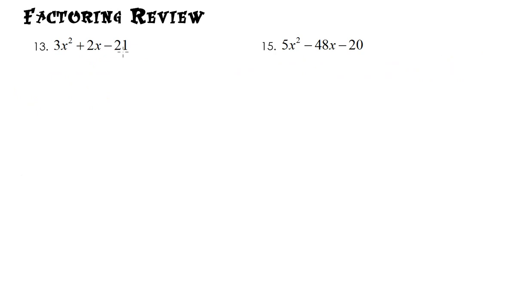Number 13. Now our leading coefficient here is not 1, so now we've got to try some different stuff. What we're going to do is multiply the first by the last, and I ignore the negative. Some people like to multiply with the negative, I just ignore it. So I'm going to go 3 times 21, which is going to give me 63. So I want to come up with all the factors of 63 that have a difference of 2. 1 times 63 doesn't work. 3 times what? 21. No, that won't work.